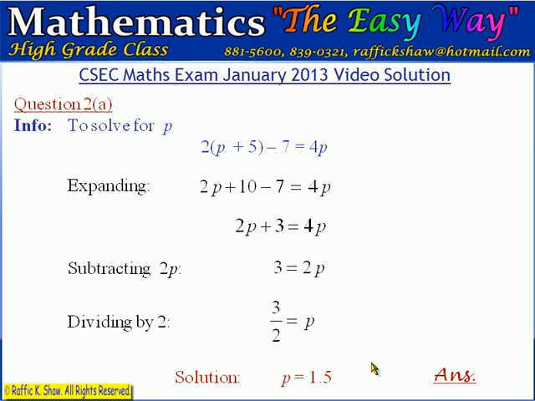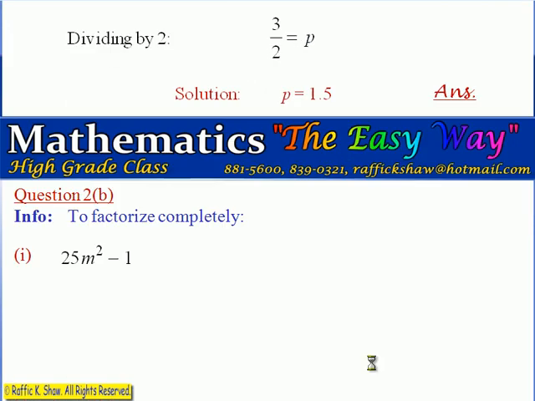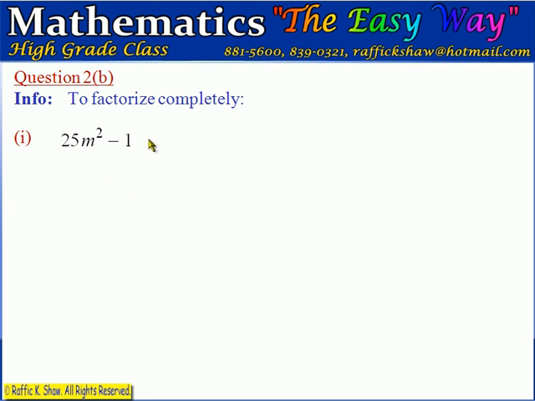Let's move down to part B of this question 2. And in part B, we're asked to factorize completely. Firstly, 25m squared minus 1. I see two terms here with a minus sign, so I'm thinking the difference of two squares. And in fact, it is the difference of two squares, because we have to remember that 1 is a perfect square of 1. 25 is the perfect square of 5, and we have m squared. So this expression can be written as the difference of two squares.